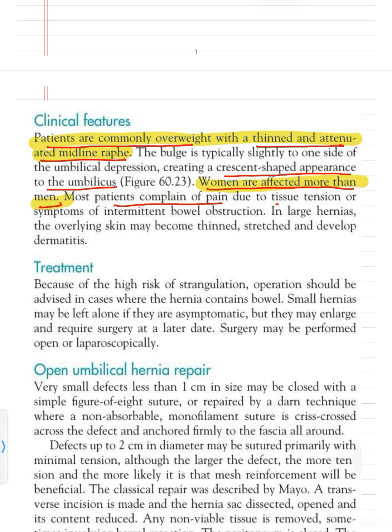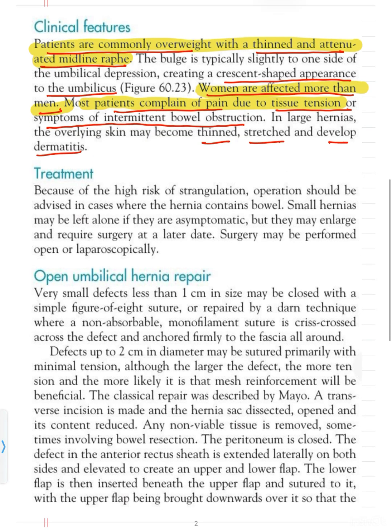Most patients complain of pain due to tissue tension or symptoms of intermittent bowel obstruction. So another option is taken from here. In large hernias, the overlying skin may become thin, stretched and develop dermatitis. Now the treatment. Because of the high risk of strangulation, operation should be advised in cases where the hernia contains bowel. Small hernias may be left alone if they are asymptomatic, but they may enlarge and require surgery at a later date. Surgery may be performed open or laparoscopically.